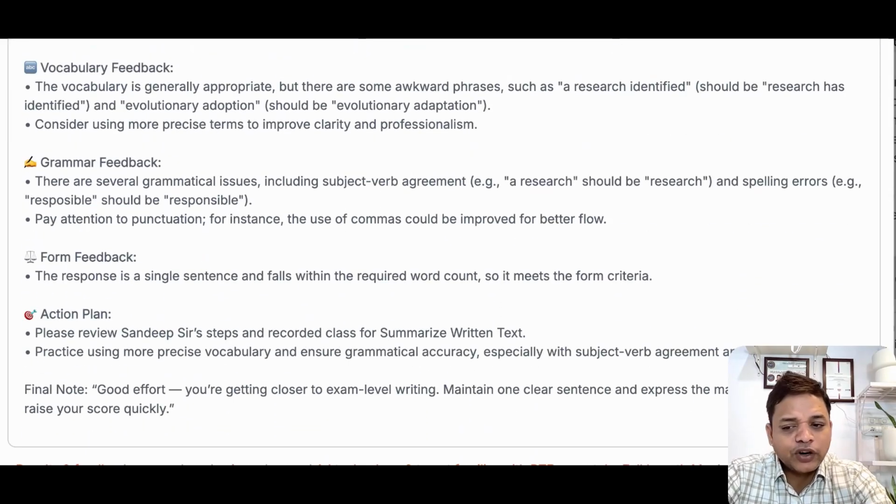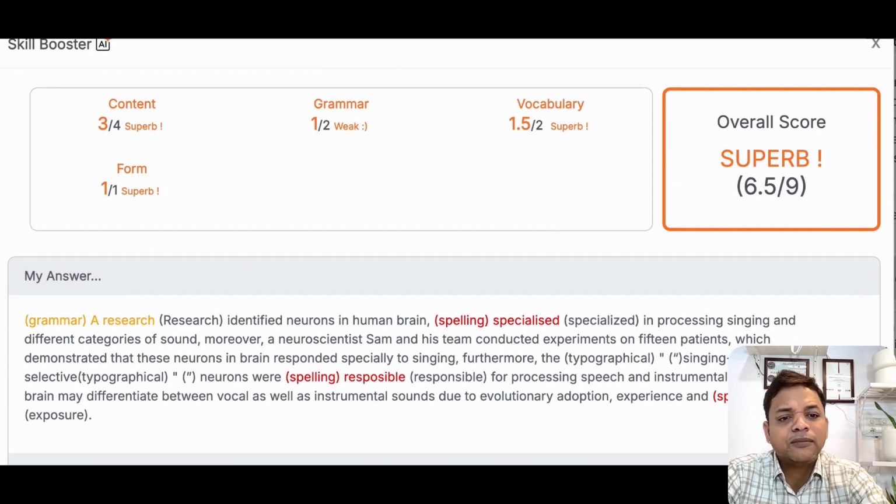Now, it says, final note, good effort. You're getting closer to exam level writing. Maintain one clear sentence and express the main idea concisely to raise your score quickly. So it is giving us one more piece of advice. So these pieces of advice, if we can implement them in the next set of questions, you will definitely improve.